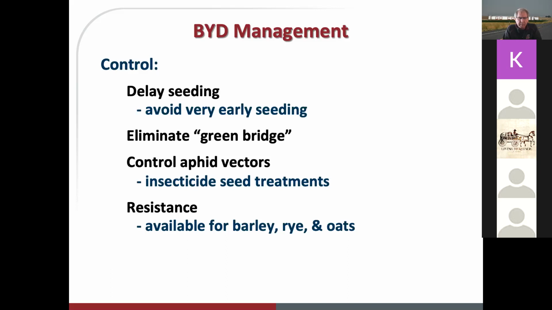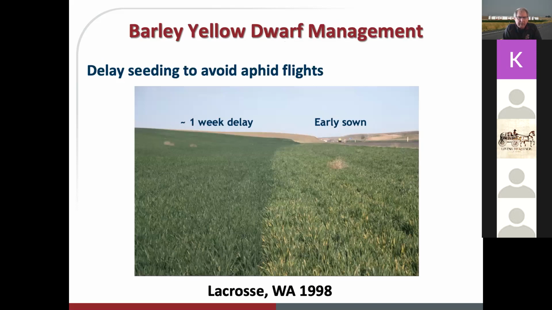And then lastly is resistance. Unfortunately for wheat, we don't have good sources of resistance like we do in barley, rye, and oats. So we really need to think about those cultural controls and insecticide seed treatment. I want to show you an example here. This is one of the best examples I've ever seen of a seeding date response. This was a field that was along Highway 26 many years ago.